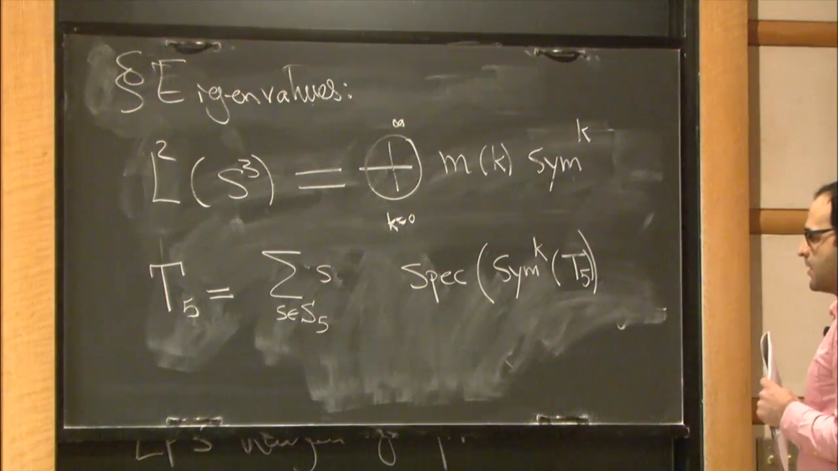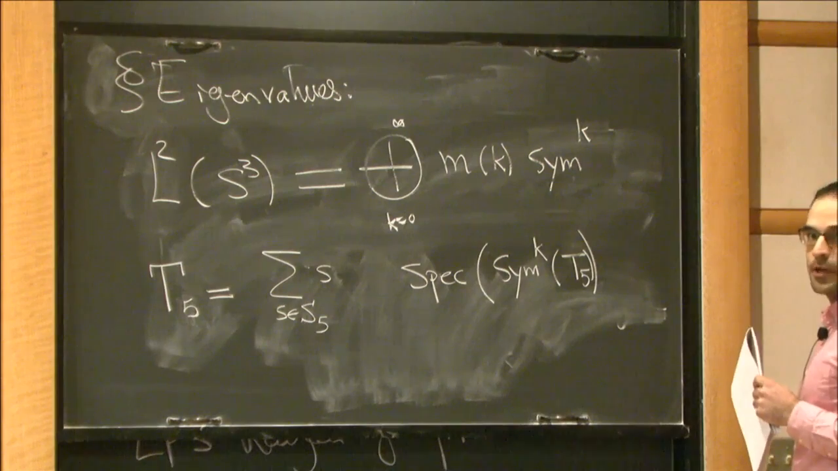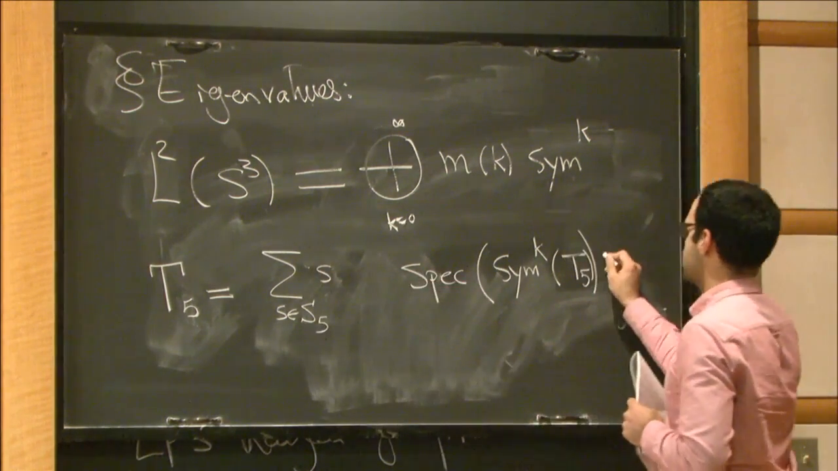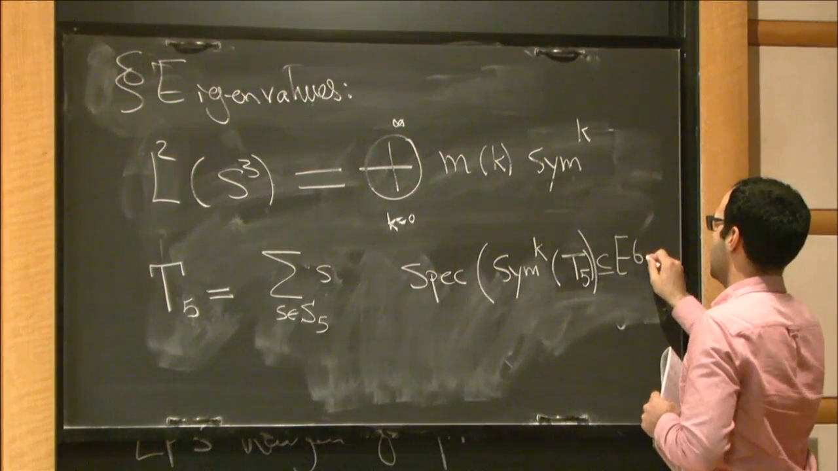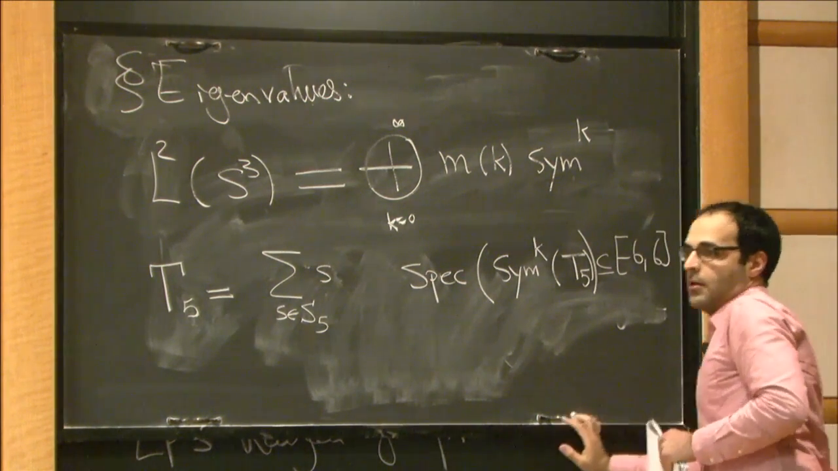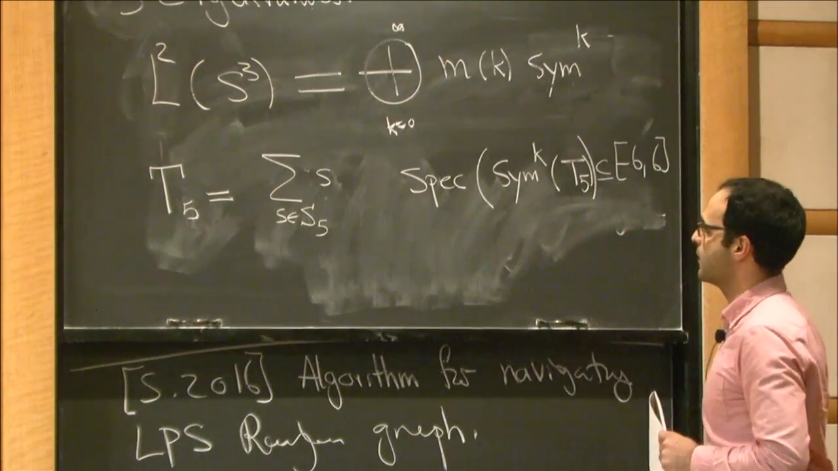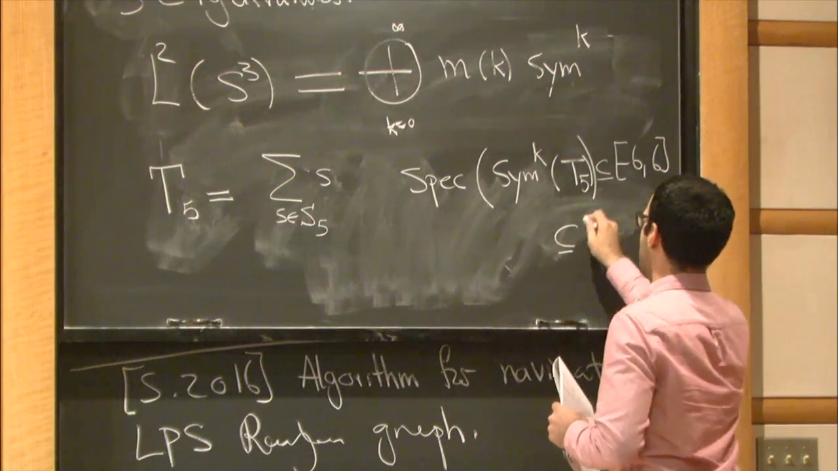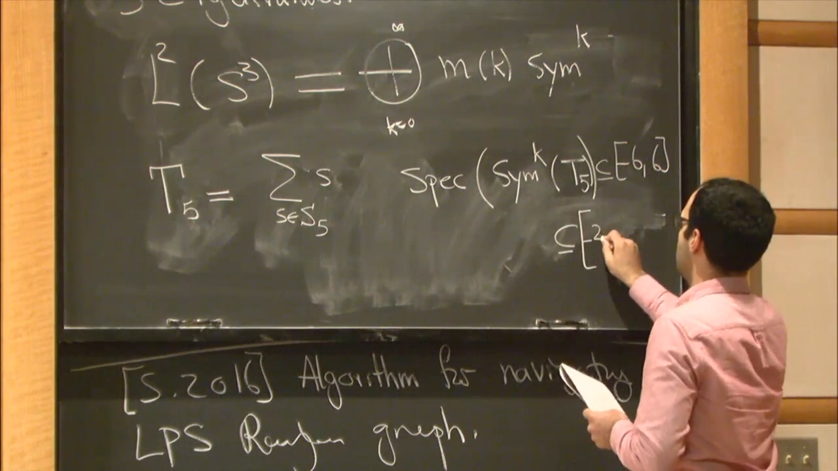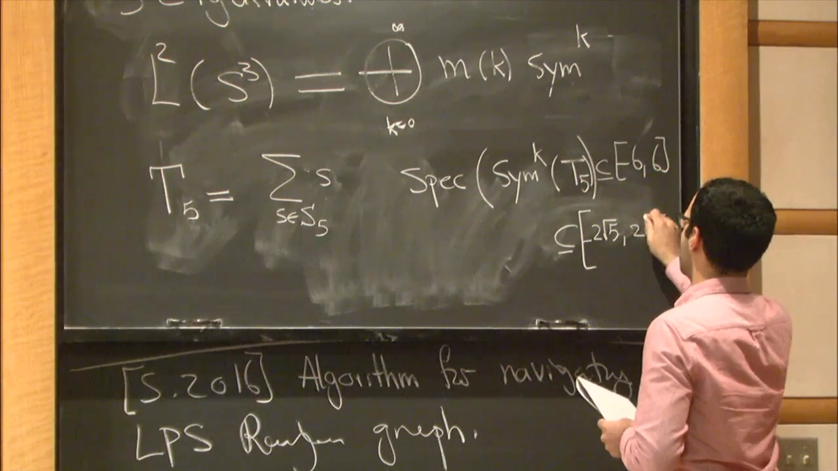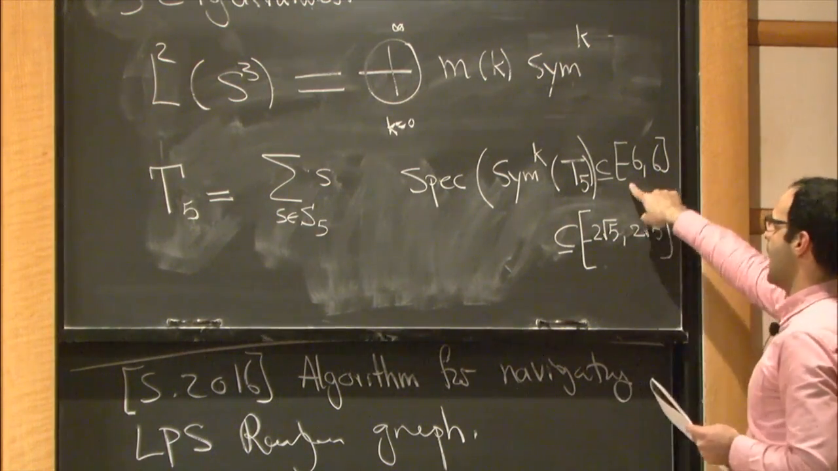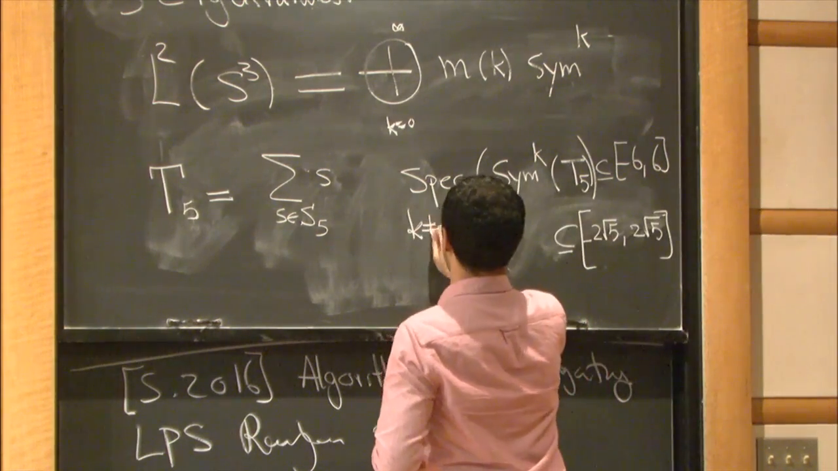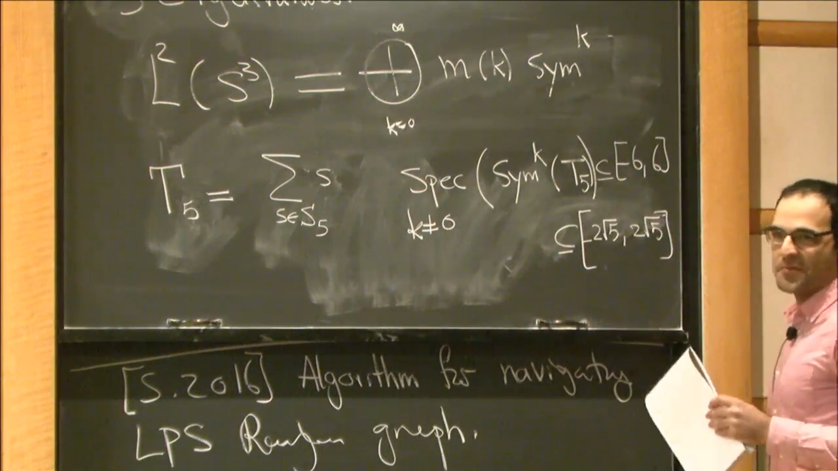It's a symmetric matrix. The set of eigenvalues are real numbers. And since I'm summing 6 unitary matrices, this is going to be inside the interval -6 and 6. But the main point about T5 is that, in fact, this lies in a much shorter interval. It lies inside minus 2 square root 5 and 2 square root 5. So we have a spectral gap. K is not 0. If K is 0, then it's 6.